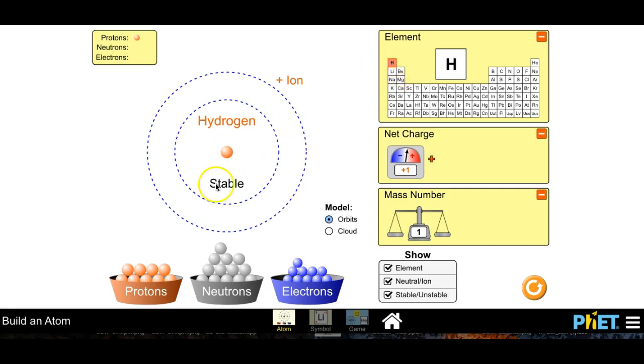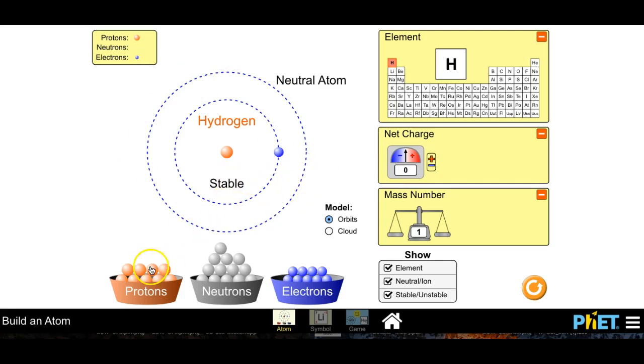That's hydrogen, and yes, that's stable just as it is, but see its net charge here? It's +1. So in order to get it back to 0, we need to add in an electron, and as soon as you do that, its net charge is 0. So that's a hydrogen atom.